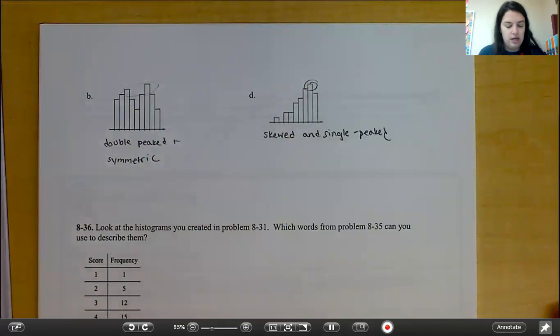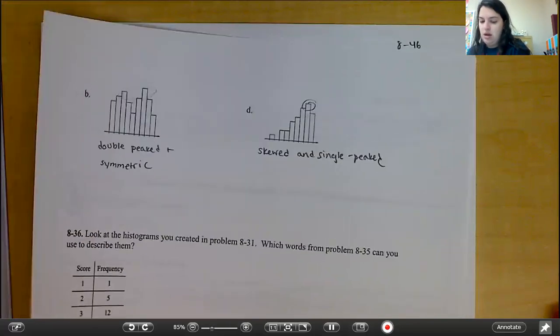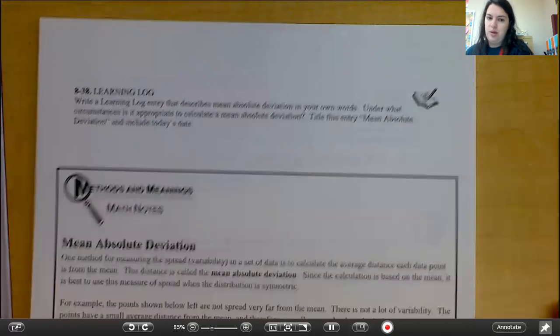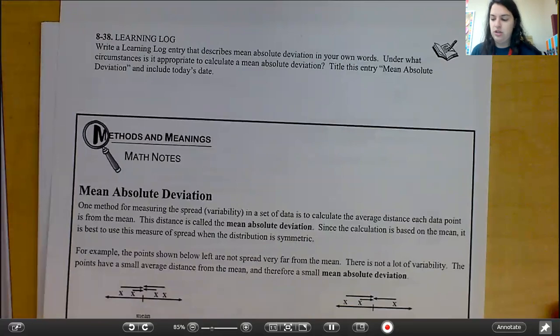Okay, so that is your information on mean absolute deviation. Make sure you also look at some more on shape and spread. Please make sure you read the math notes box at the very end of your notes. That has good information as well. If you have any questions, please email me.